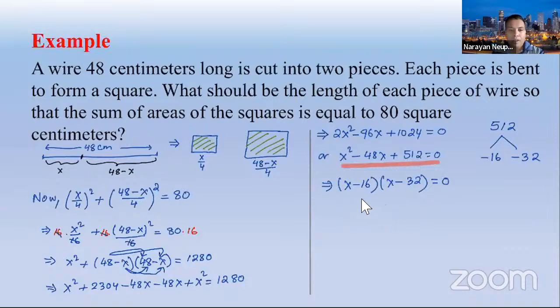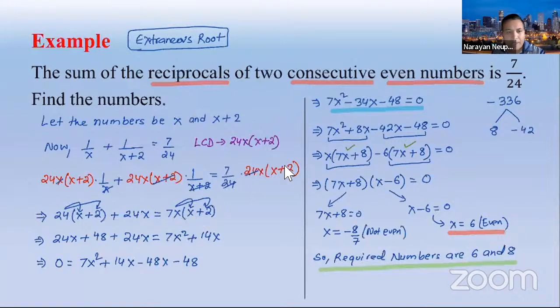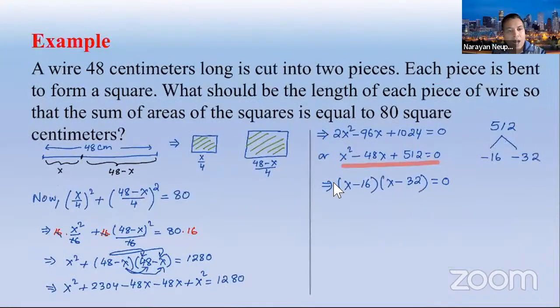Everybody note here. Here we can directly write the factors because the leading coefficient, the coefficient of x squared, is 1. If the coefficient of x squared is not 1, like in the previous example, then you have to split the middle term into two parts and then factor by grouping, okay? But if the leading coefficient is 1, it is easy to write down the factors directly.